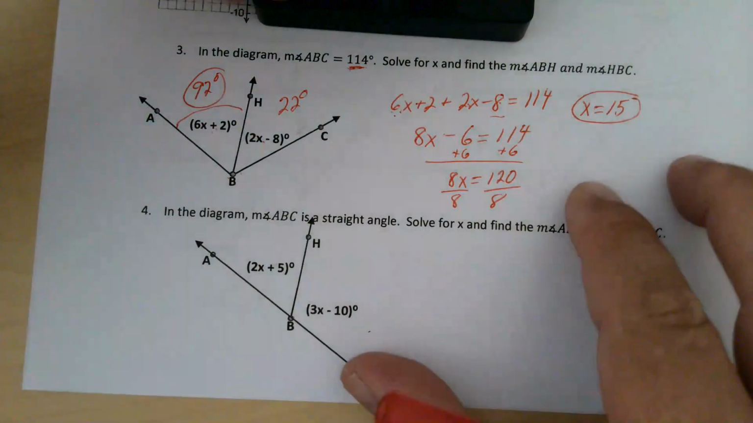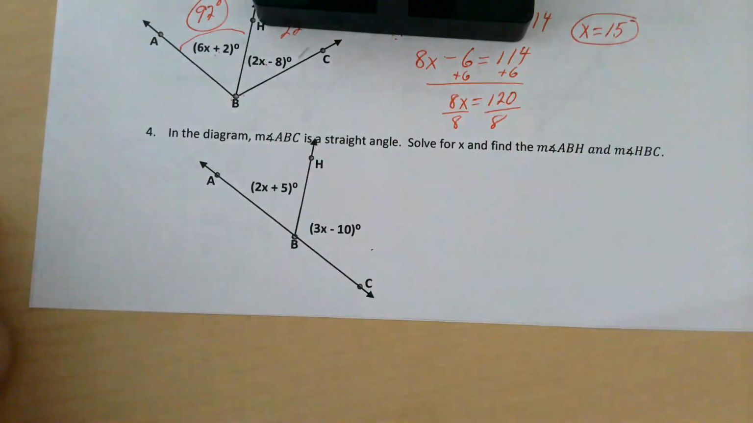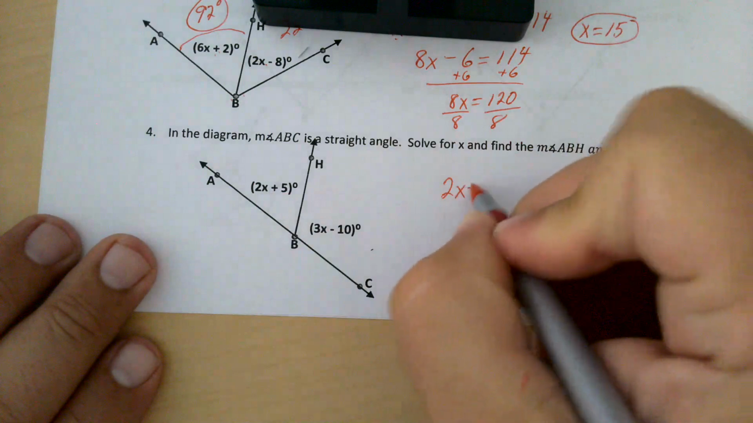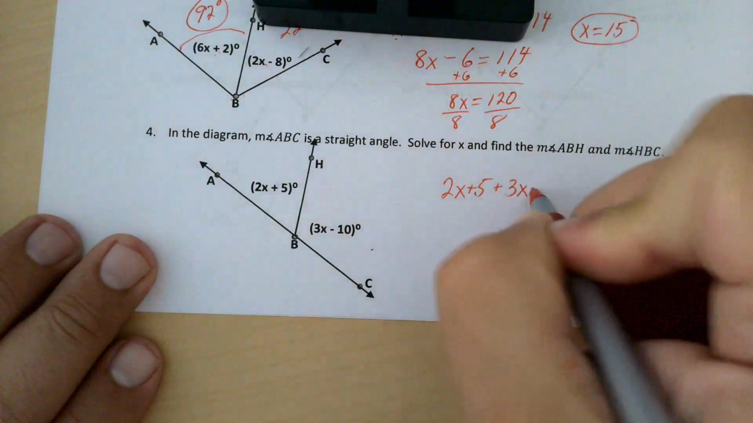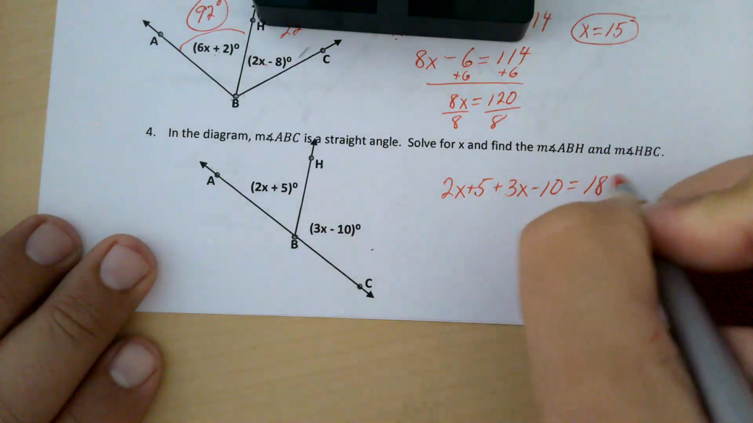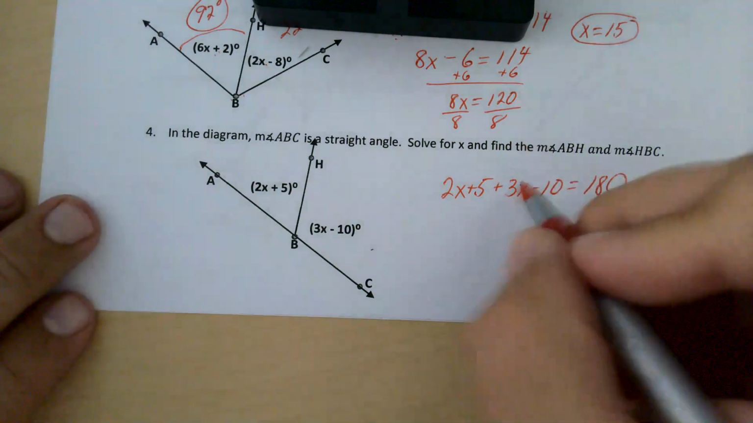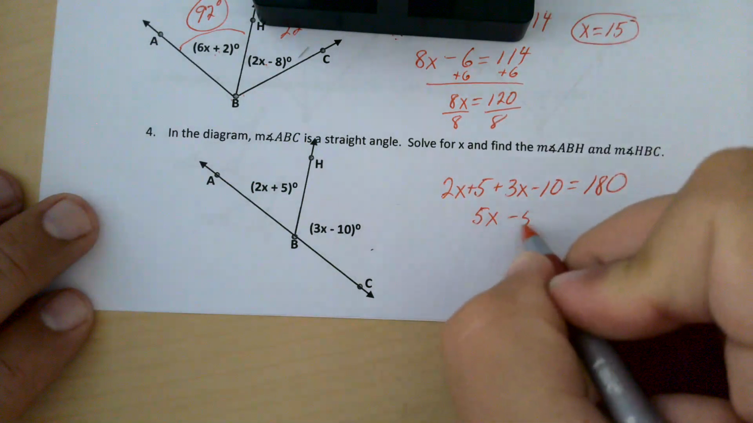Okay. The next example is the fact that we're dealing with a straight angle. We have to know that this is 180 degrees. These are also supplementary angles. Two angles that add up together to equal 180 are supplementary angles. So it's very similar to the previous problem. We're going to take the two smaller angles, the 2x plus 5 plus the 3x minus 10, and we're going to see that it has to equal 180. Okay, seems pretty easy. Add your like terms.